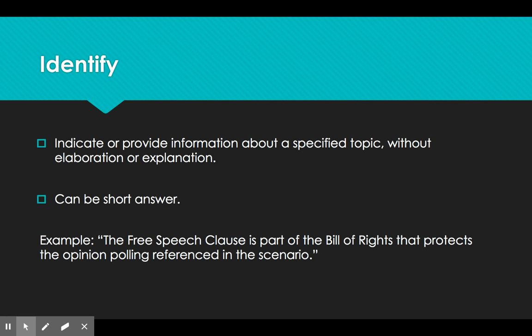So if it is asking you to identify, you need to indicate or provide information about a specific topic without elaboration or explanation. So especially in those concept application questions, these can be short answer. It doesn't have to be a paragraph answer. So for example, the free speech clause is part of the Bill of Rights that protects the opinion polling referenced in the scenario. Okay? In this case, it would just be asking what clause is referenced in the scenario, okay?